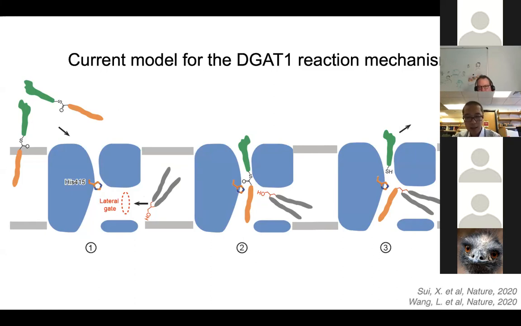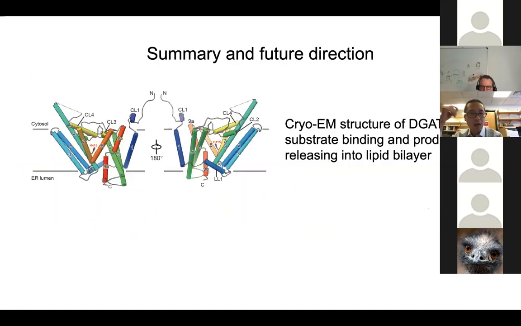Actually, another DGAT1 structure has been published, and we have a very similar reaction mechanism. So to summarize, by solving the DGAT1 structure, we know how the enzyme looks, where the reaction center is, and how the enzyme captures the substrate and releases the TG product. But there are still a lot of unknown questions.